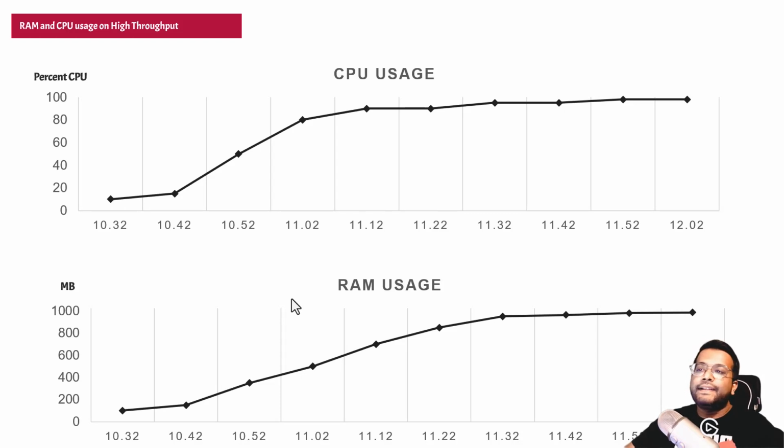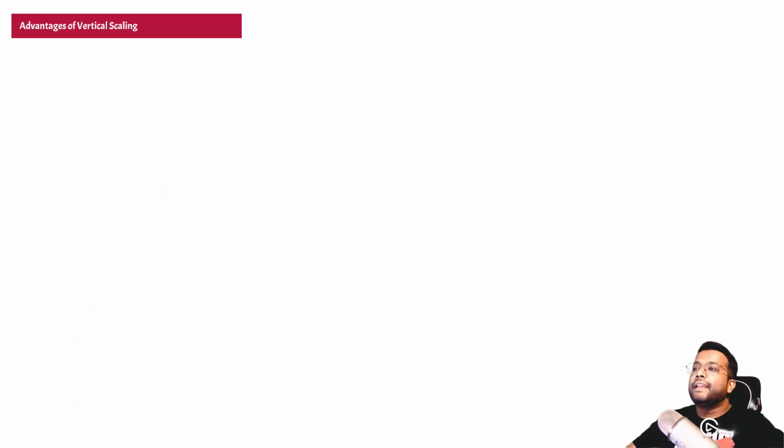So I'm repeating it again. Whenever you increase the RAM and CPU and other resources of the machine so that it can accept more load, more throughput, that particular methodology is called vertical scaling. There are some advantages and disadvantages of vertical scaling. So let's go to the advantages.